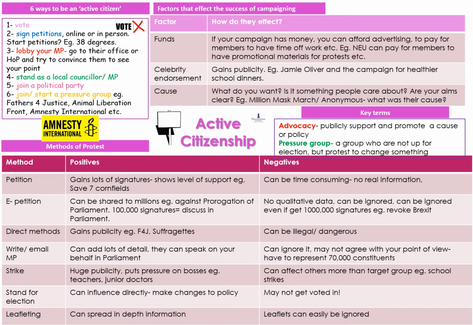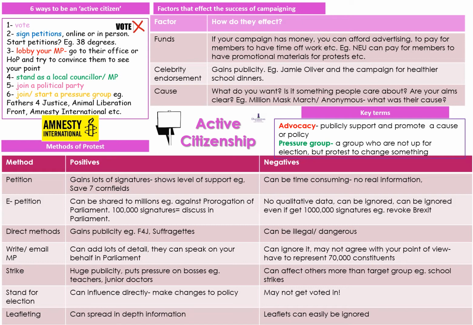So if we have a look at the methods of protest then, a petition. Petitions are brilliant because they show the amount of support for a certain cause. You can gain loads of signatures showing support. So if we look at something like Save the Seven Cornfields in Sedgley, that's been a handwritten petition. The problem with them is that they can be time consuming, and it doesn't actually give you any real information. People can fake signatures on a piece of paper as well, so there is an issue with that.